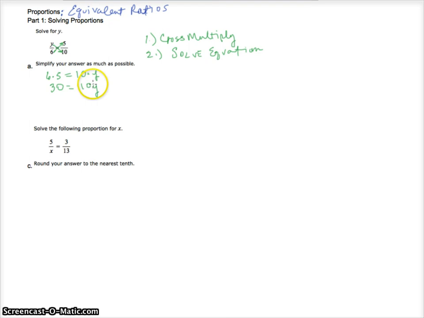In order to solve the equation, I need to use inverse operations. 10 times y, I need to undo that. So to undo multiply, I need to divide by 10 on each side. 30 divided by 10 is 3, so that means that y equals 3. And make a note that this is division.